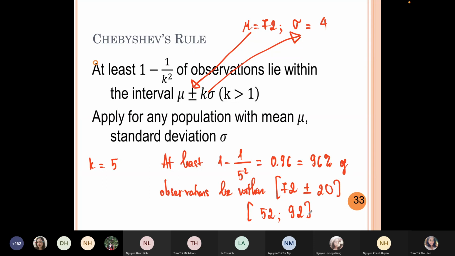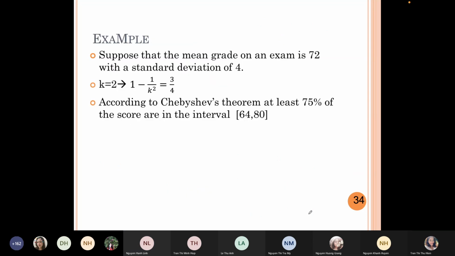Is this clear to you? Yes. And is it the same when you take k equal to 2? For k equal to 2, it is at least 75%. Số điểm thì nằm trong khoảng từ 64 to 80. Tức là nó sẽ tính được số lượng, tỷ lệ, phần trăm dữ liệu nằm trong khoảng giá trị chính xác là bao nhiêu đấy.